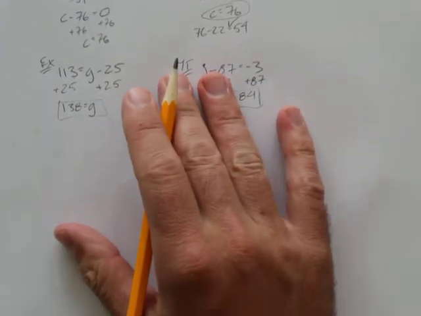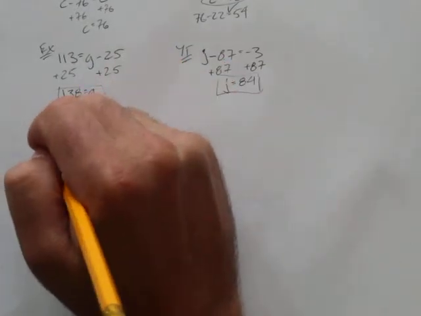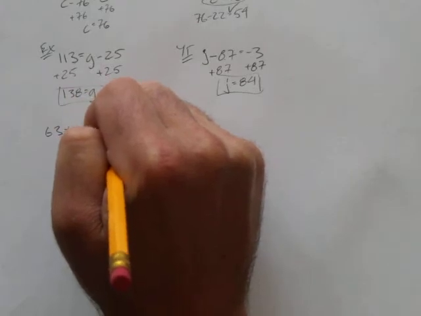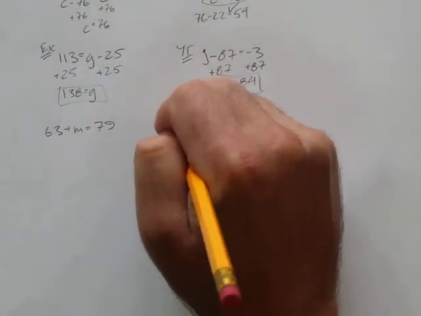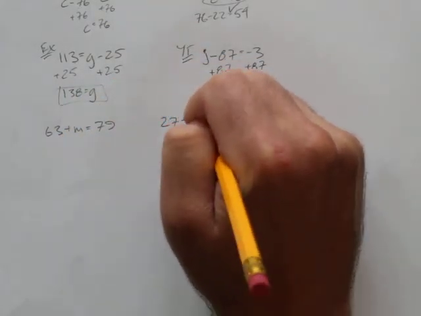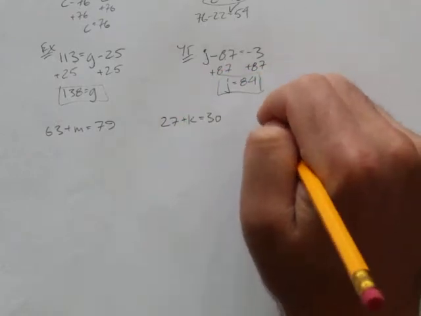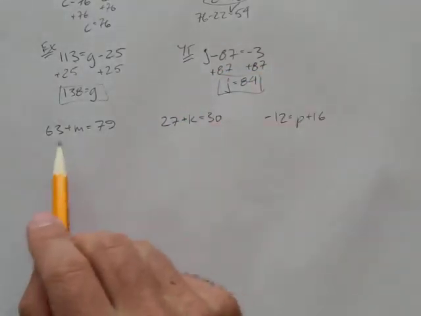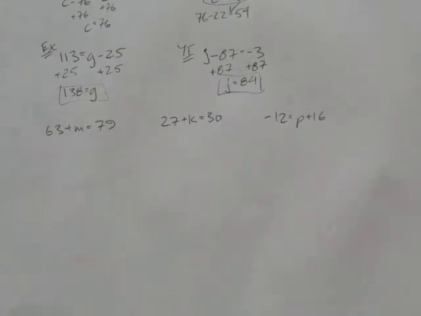I'm going to give you 3 more to do on your own. 63 plus m equals 79. 27 plus k equals 30. And negative 12 equals p plus 16. All right, pause and do all those, and we'll check it out together in a second.